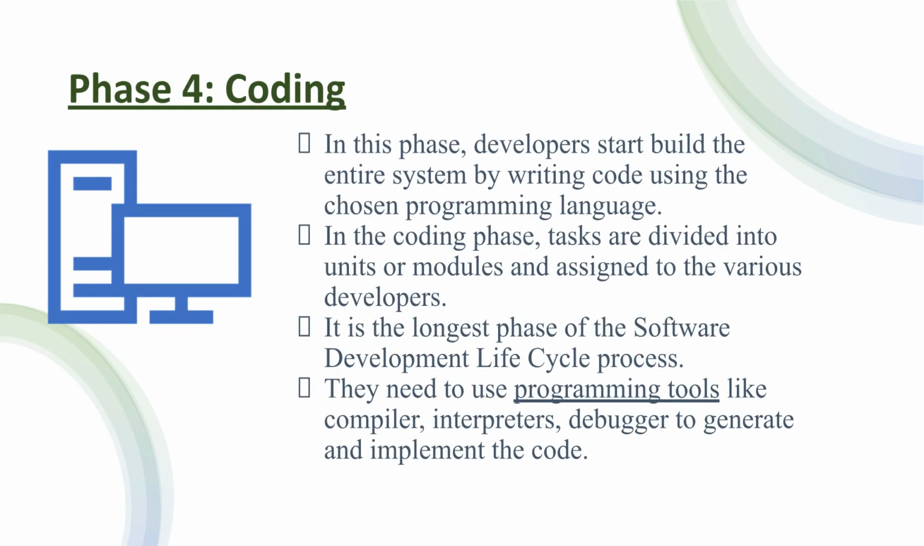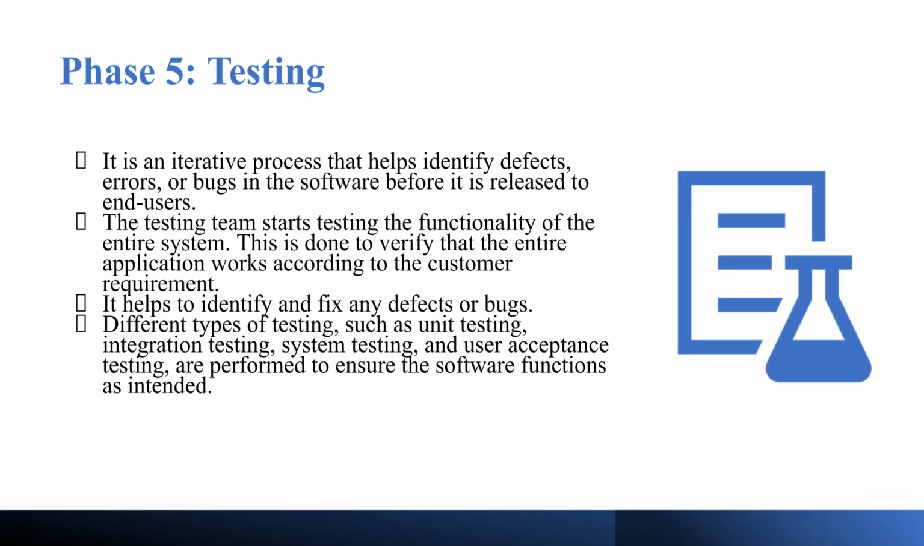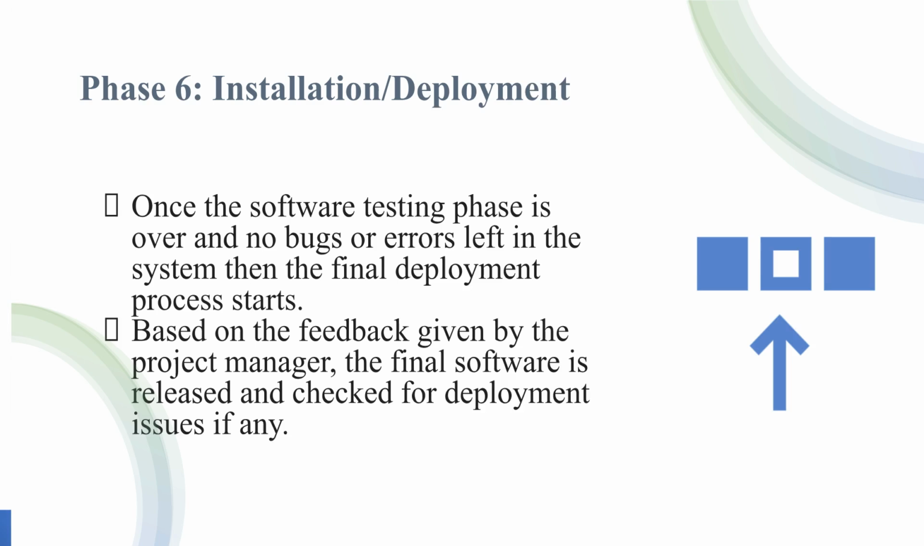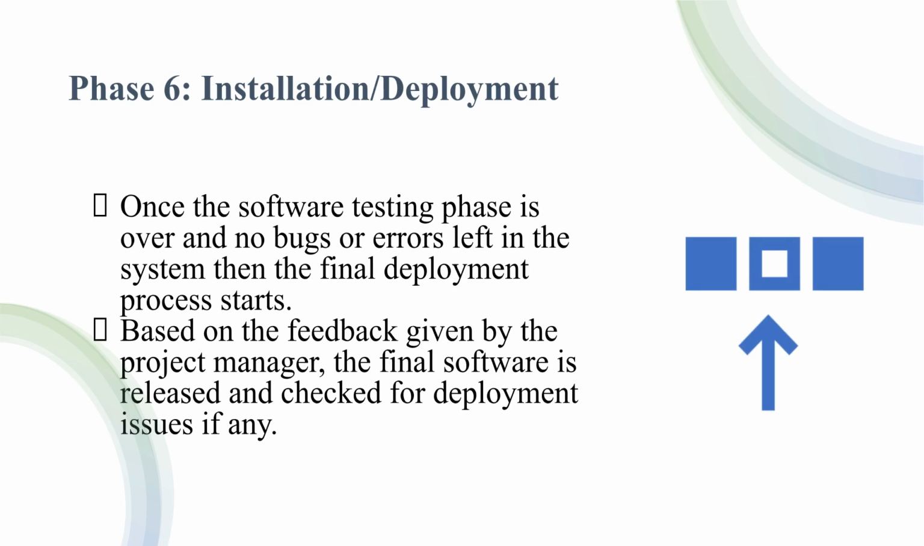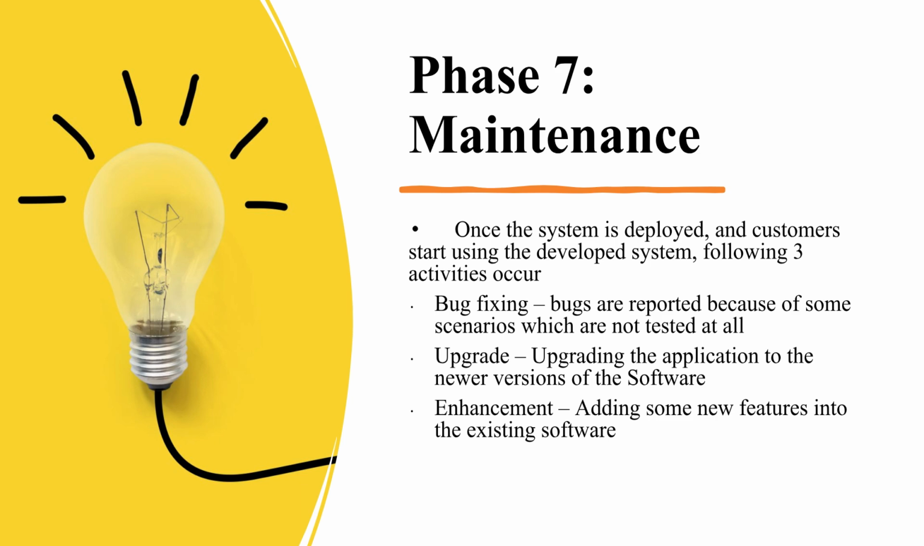Phase 4 is coding, the longest part of the process, where developers build the system using various programming tools. Phase 5 is testing, an iterative process to identify and fix bugs before the software reaches the end user. Once testing is complete, the 6th phase is deployment, where the final software is released to the production environment. Finally, Phase 7 is maintenance, involving ongoing bug fixes, software upgrades, and feature enhancements to keep the system current.